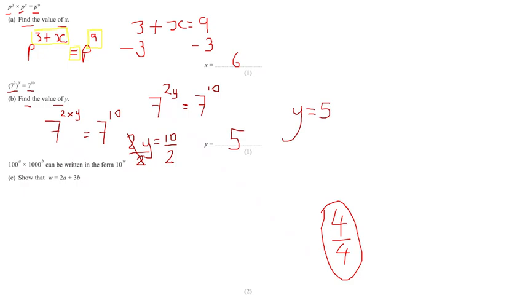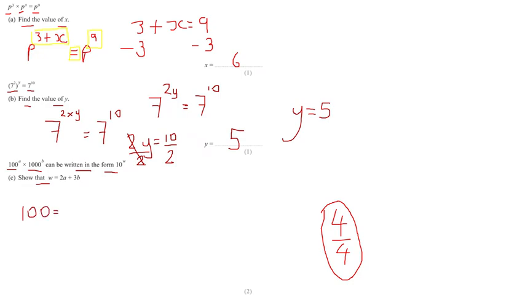Next up, this one here is slightly trickier, I think. 100 to the power of a times by 1000 to the power of b can be written in the form 10 to the power of w, so that w is equal to 2a plus 3b. Here is about expressing 100 and 1000 as a power of 10.